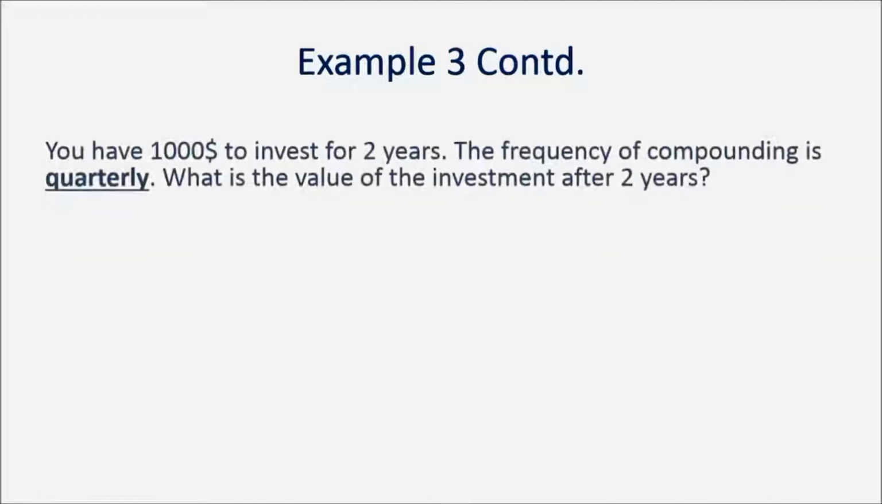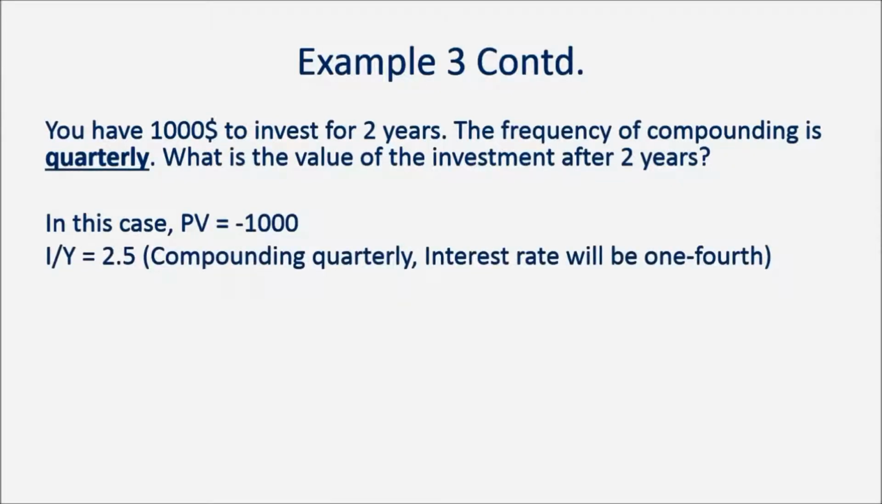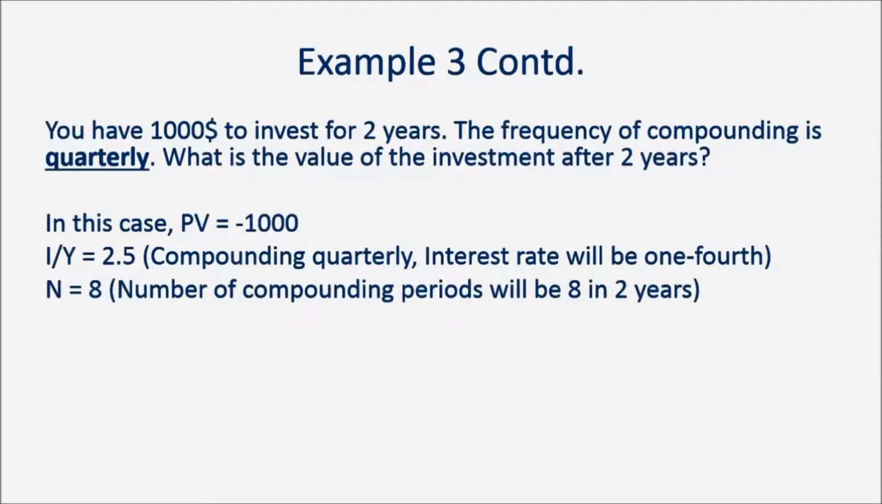Next, what happens if we start compounding quarterly? In this case, present value stays as minus $1,000. I/Y will be 2.5 as now we have 4 quarters per year. N will be 8 for the same reason. PMT is 0 and we compute future value to get the answer as $1,218.40, which is higher than when we compounded semi-annually.